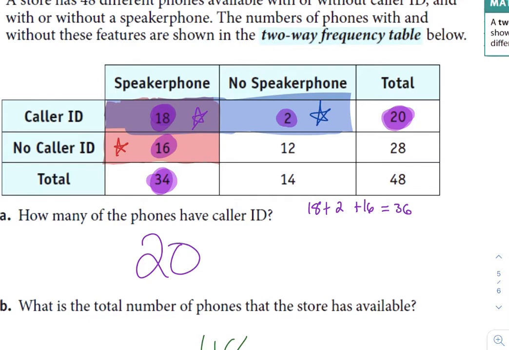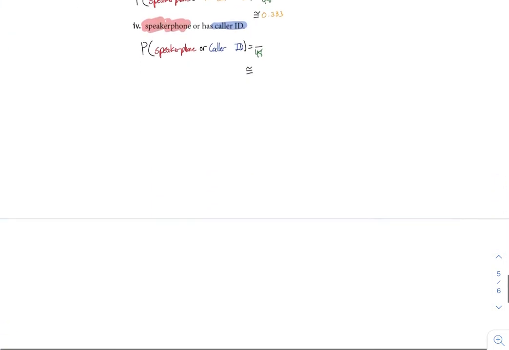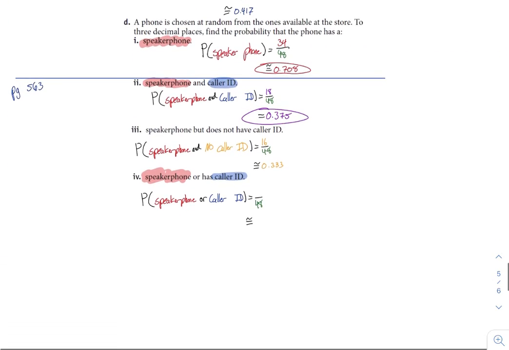So you could technically add the totals if you did the 34 plus the 20, but then you'd have to subtract out anything that is both of these. So if it's both speakerphone and caller ID, I don't want to count that twice, so I have to subtract one of them out. And that would still give you the 36. So I think it's easier to not even really do it that way. Don't really worry about the totals too much. Just go through and find all the cells that fit and add all those numbers together. So 18, 2, and 16 for a total of 36.